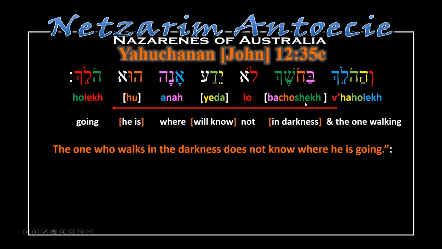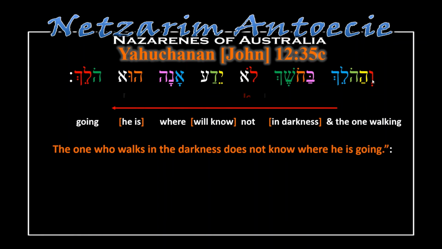The one walking, choshek, in darkness, because choshek is darkness, lo, which is not, yada, will know, because yada means to know, right? Will know, ana, which means where, who he is, holek, meaning going. See, again, it's got the cholam up there, which is a participle meaning going. Same as this meant walking. The one who walks in the darkness does not know where he is going. Right, now let's read that. Ha-holek ba-choshek lo yeda ana hu holek.